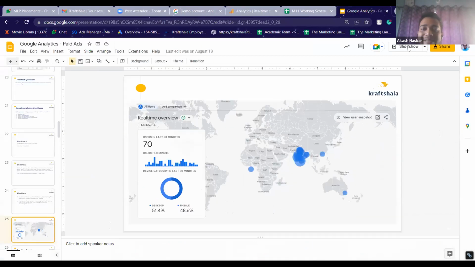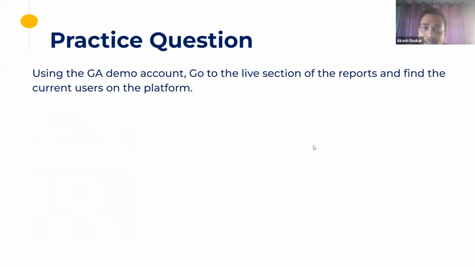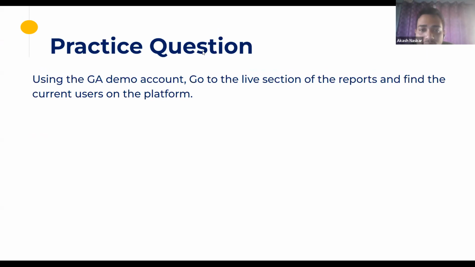Okay. Any questions on real time, guys? Anyone? Here's a quick practice question for all of you. Go to the live section and tell me the current number of users that you see on the platform. You can put your answers in the chat. As of now, how many current users do we see? Okay, some of you are saying 75, some of you are saying 74. I think currently it's 74 only.